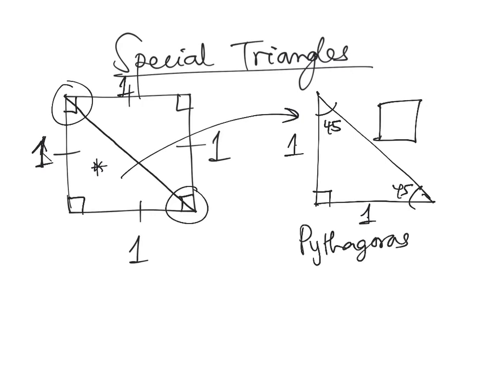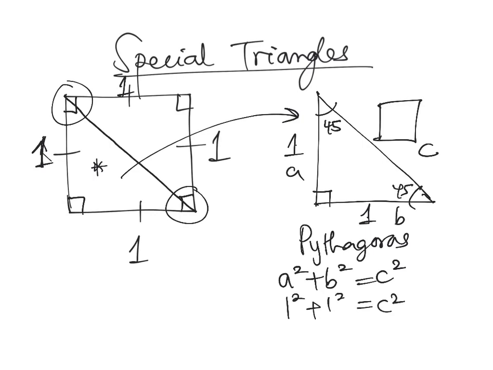You have A, B, and C. So A squared plus B squared is equal to C squared. 1 squared plus 1 squared is equal to C squared. So 1 plus 1 is equal to C squared. C squared is equal to 2. And C is the square root of 2. So that's the square root of 2. Okay. So we have 1, 1, square root of 2.